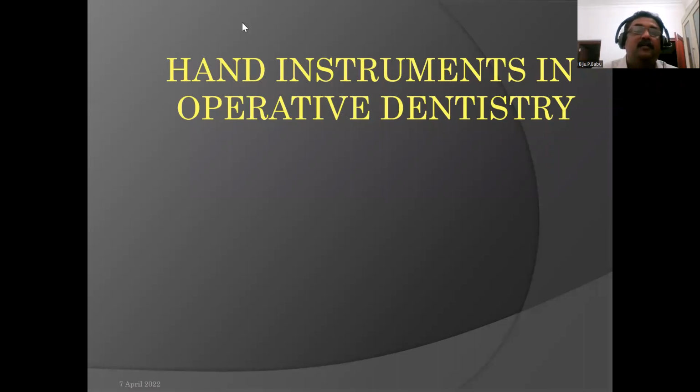Good afternoon. Today, the class we'll be taking is hand instruments in operative dentistry. Now, there are a lot of instruments that are required to prepare a tooth, to fill the prepared tooth, to polish the restorative material.